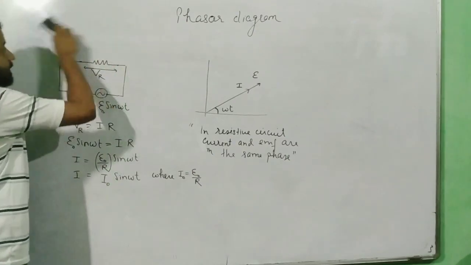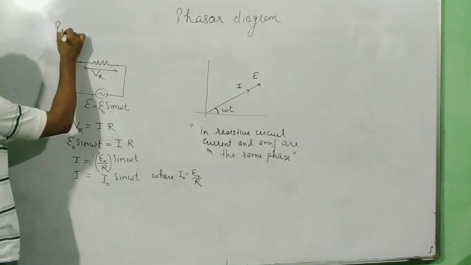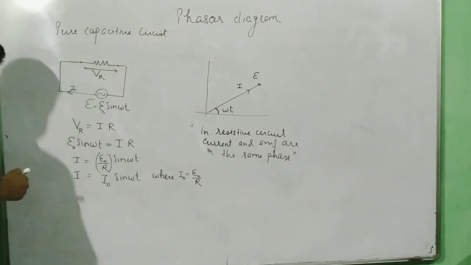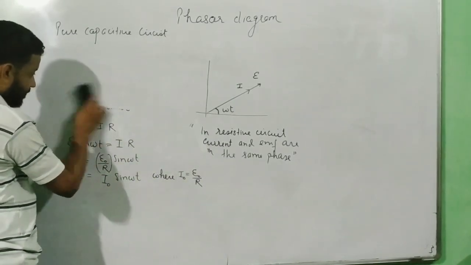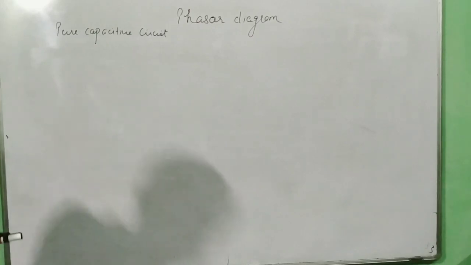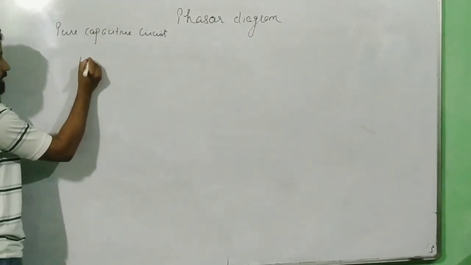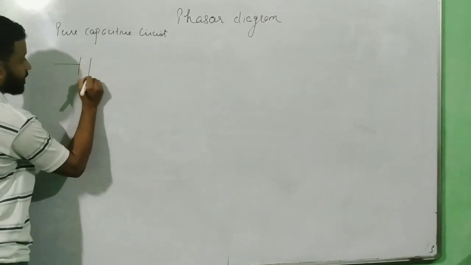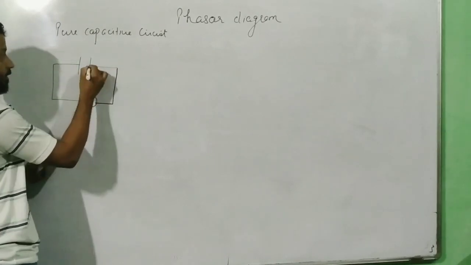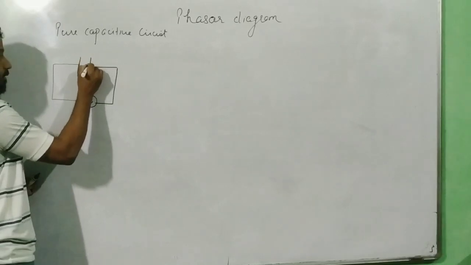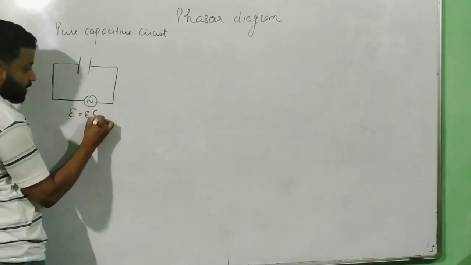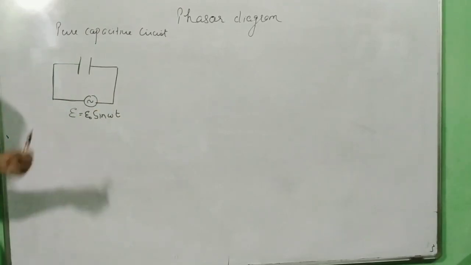Then we are going for pure capacitive circuit. This is my capacitor, applied across an alternating EMF of E, and E is equal to E naught sine omega t. So the phase is omega t.